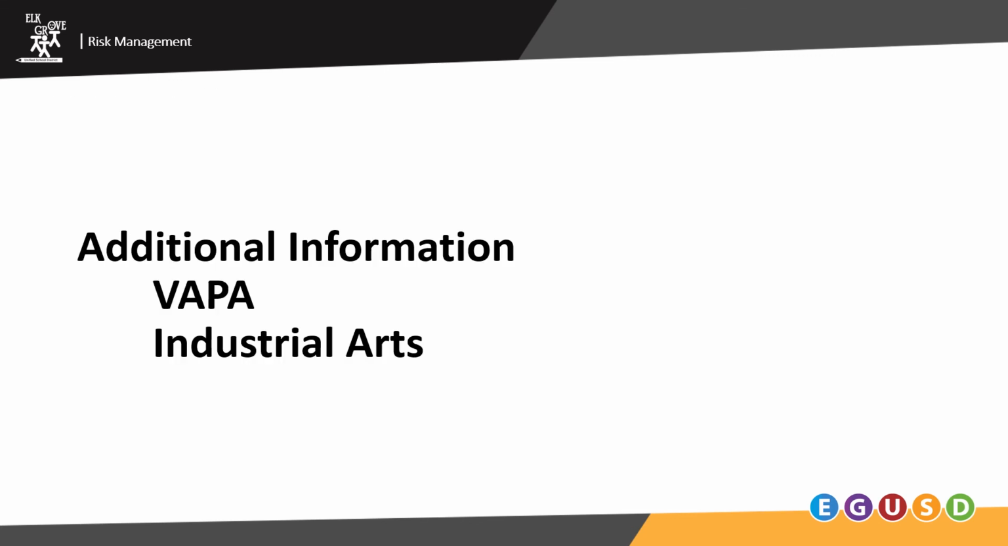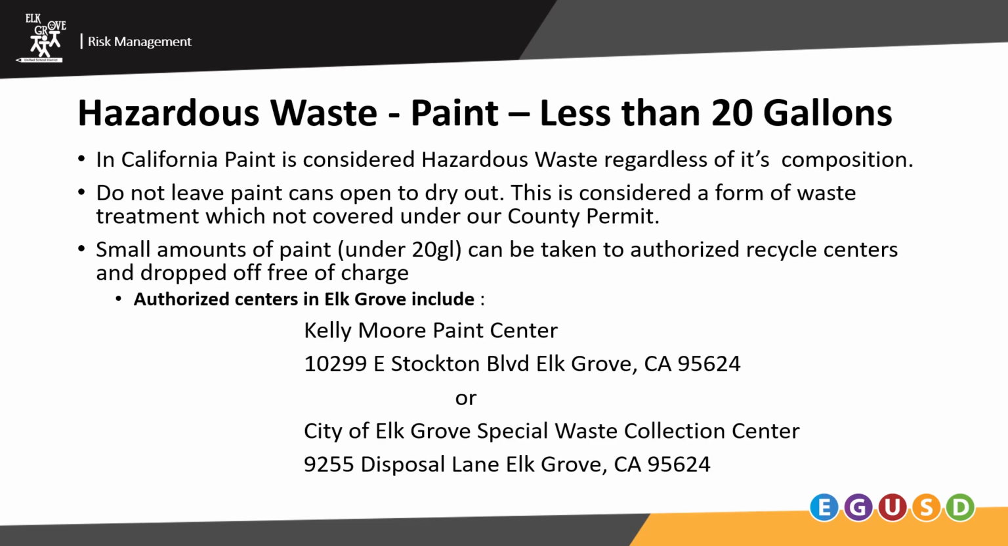Additional information: VAPA, Industrial Arts. Hazardous waste, paint, less than 20 gallons. In California, paint is considered hazardous waste regardless of its composition. Do not leave paint cans open to dry out. This is considered a form of waste treatment, which is not covered under our county permit. Small amounts of paint, under 20 gallons, can be taken to authorized recycle centers and dropped off free of charge.